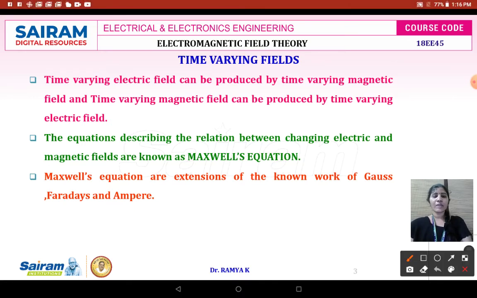When you write Maxwell's equation, Gauss's law in electrostatics gives the equation: integral over the closed surface D dot dS is equal to Q.